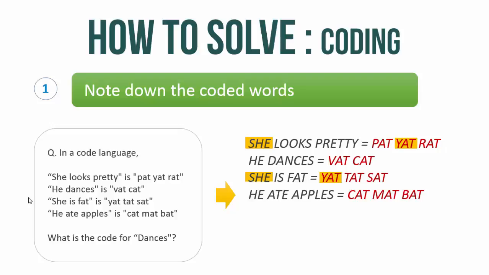Once we've noted them down, we have to figure out what the code is. Here we see that in the sentences where she occurs, the word yat is common, and in the sentences where he occurs, the word cat is common. So we can figure that these are the following words that have been coded, that she has been coded as yat and he has been coded as cat.